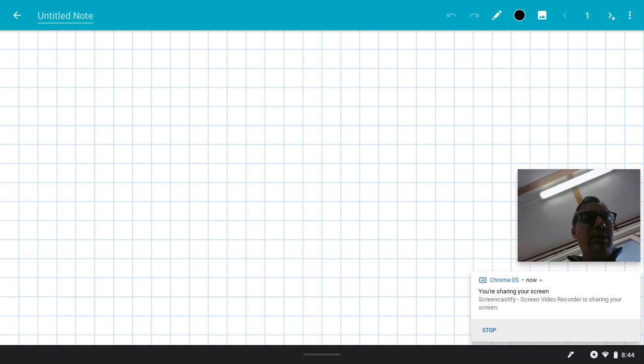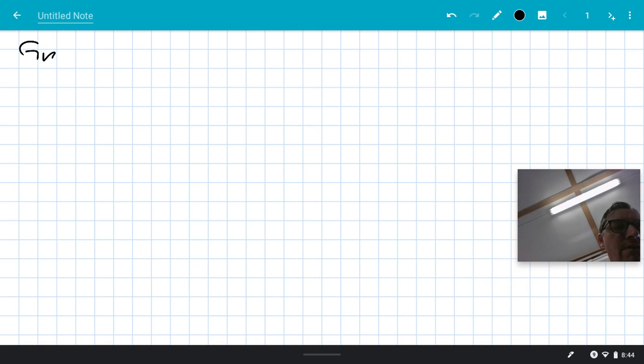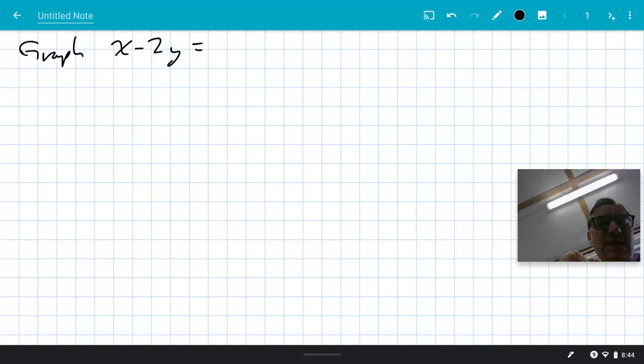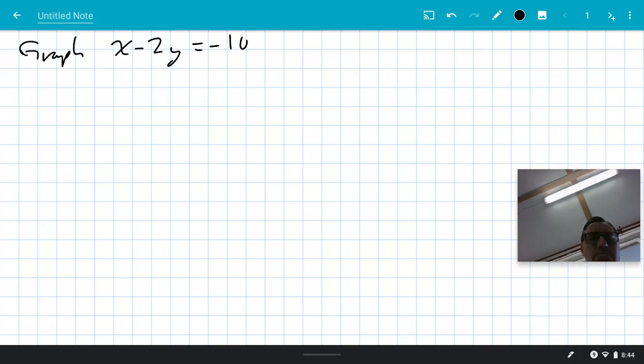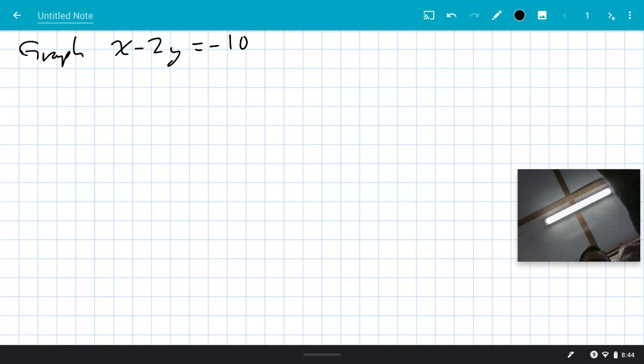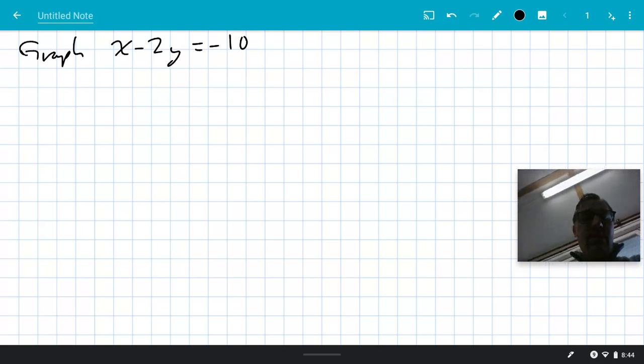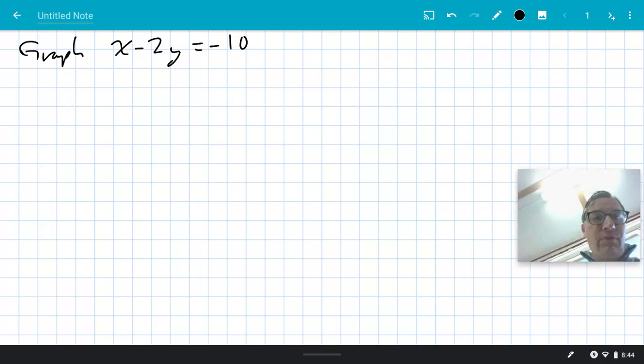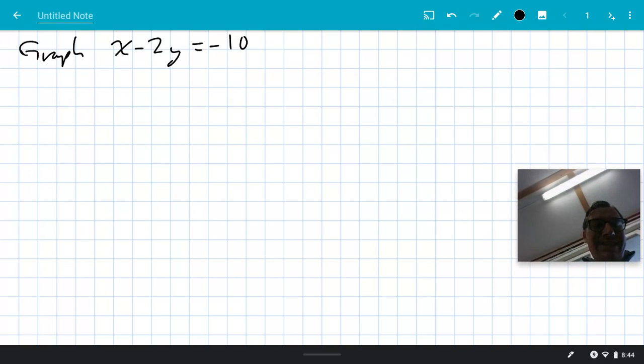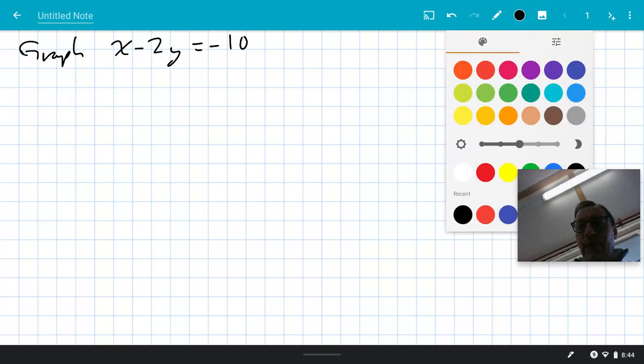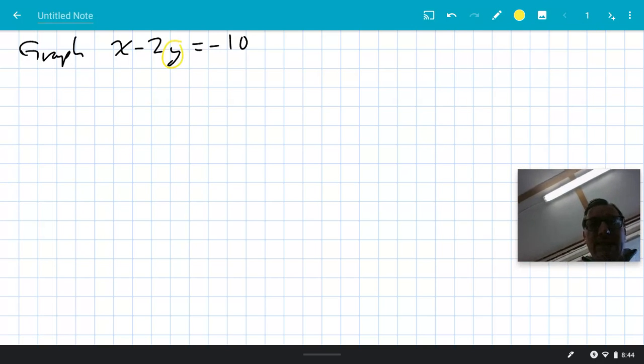Hello, and we're back. We are looking into how to graph an equation in standard form. Say, I don't know, x minus 2y equals negative 10. There's lots of different ways to do it, but the way that I'm going to show you today is to solve for y and then graph in slope-intercept form. So the idea is to get y by itself. We want to get this variable by itself.